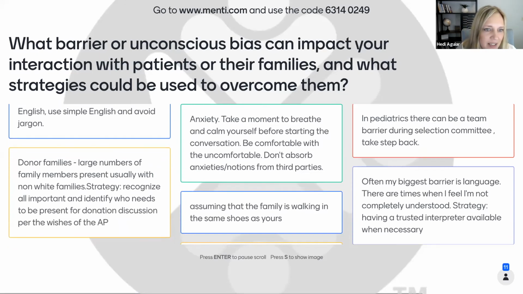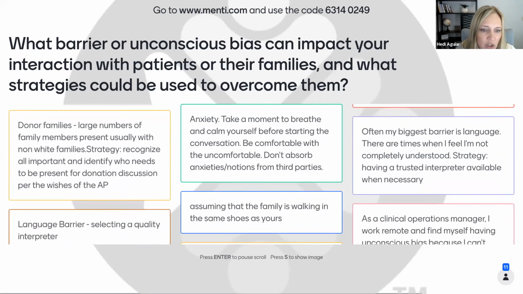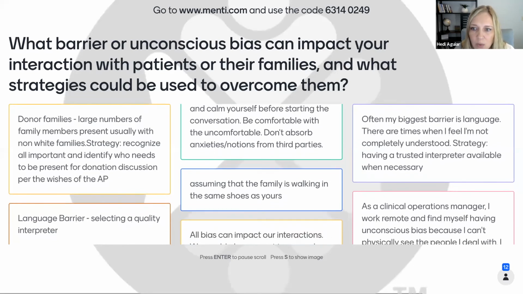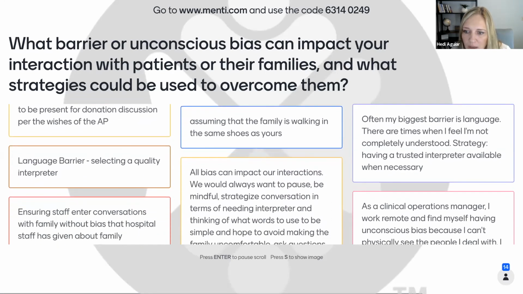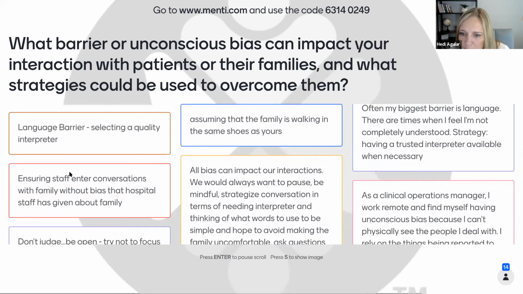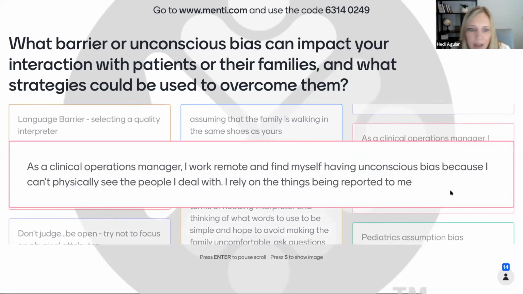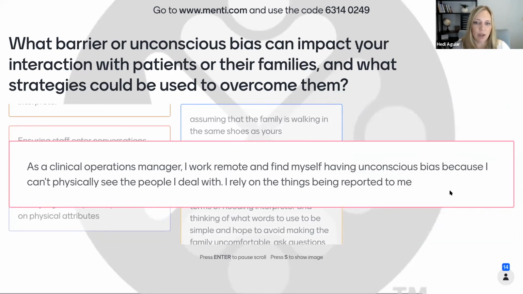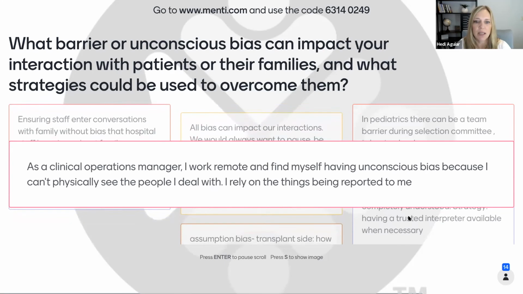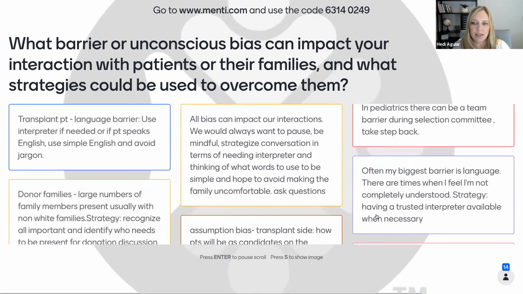Now, what else do I see here? Avoid using jargon as well. Often my biggest barrier is language, having a trusted interpreter. Okay, great. As a clinical operations manager, I work remote and find myself having unconscious bias because I can't physically see people I deal with. I rely on things being reported to me. So that is a great one.